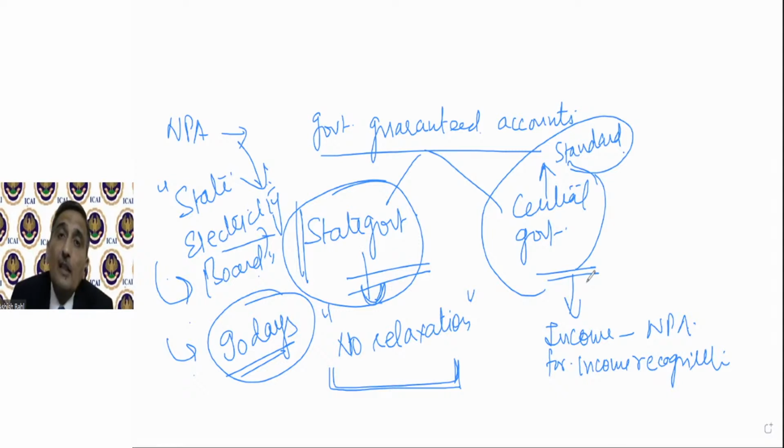Only in case of accounts which are guaranteed by central government, which are guaranteed by union government, which are guaranteed by government of India. Okay, in case of those accounts, for income recognition purpose, NPA norms would apply, but for asset classification purpose, these accounts would be considered as standard assets. These accounts would be classified as standard assets.